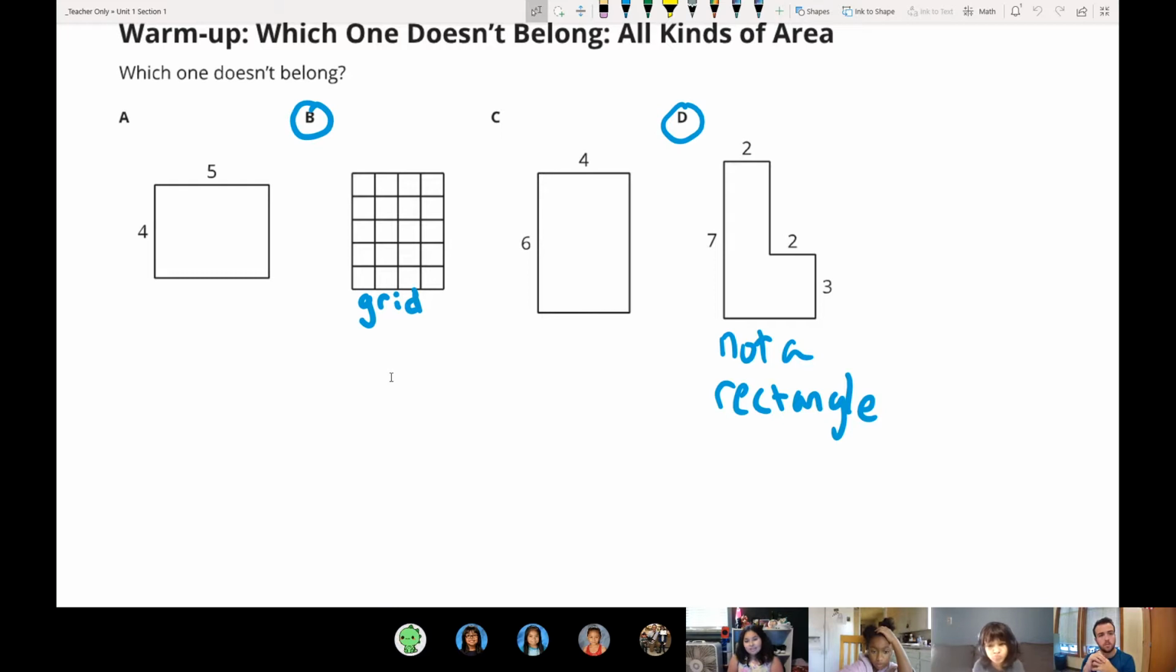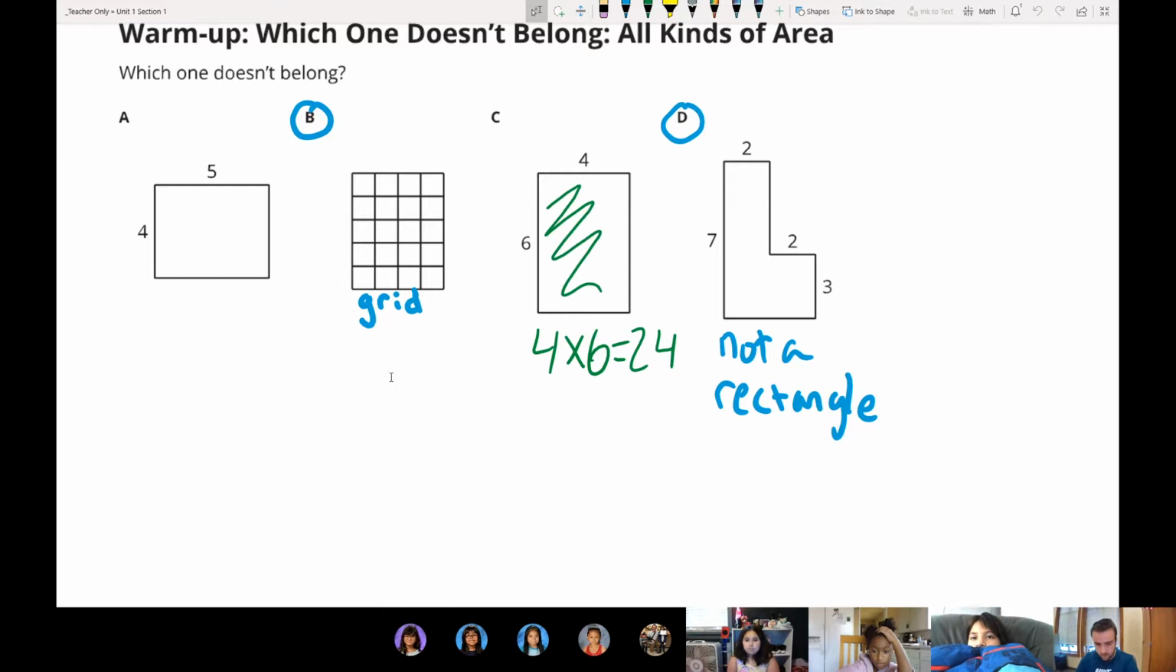For the one, the C, for the area, 4 times 6. Okay, so you say 4 times 6. And what does that equal? 21. Close. You can skip count by 6s, skip count by 4. 24. 24, yeah. Good catch. So yeah, 24 for this area there.